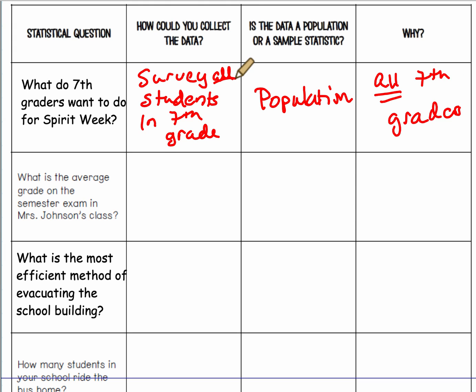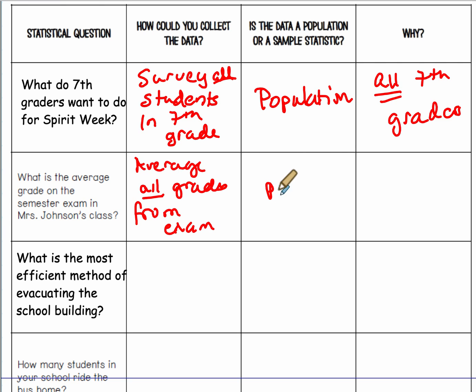Okay, so if we want to know what is the average grade on the semester exam for Mrs. Johnson's class, okay, or any teacher, how would we collect the data? Well, we need to know all of the grades. So we would average all grades from the exam. So when we say all, that means it's a population. Okay, why? Because it's all the exam grades.